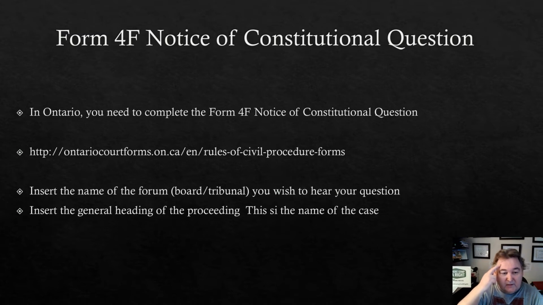So as I was saying, it's a Form 4F, and you can get it on the Rules of Civil Procedure website. I said you can Google it, but I've provided the website there for you. In the form, it says at the top, Form 4F. Remove that and insert the general heading of the proceeding. This is the name of the case. Again, apologies for the spelling mistake. So in other words, this would be you versus your employer, not the board, if you're at the tribunal, or anyone else.